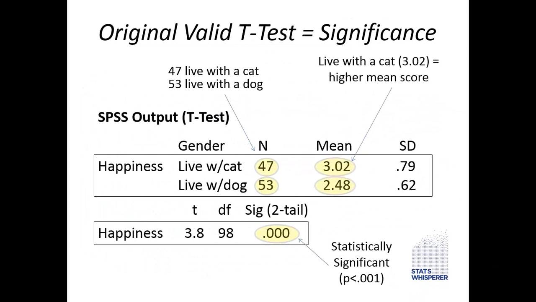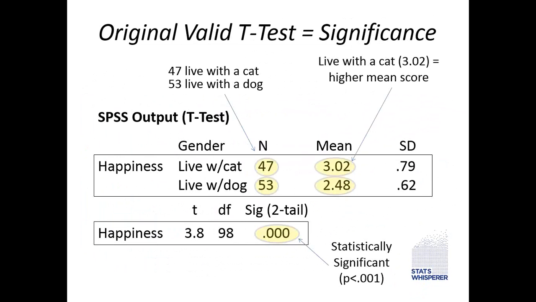Right. So for example, let's illustrate this. Suppose we did a t-test, an independent samples t-test to be exact. And we have two groups. We have 47 people that live with the cat and 53 people that live with the dog. And we're going to use this t-test to identify if there's a higher mean score of happiness for one group relative to the other. And you can see here that those that live with the cat have a higher mean score of 3.02 relative to those that live with the dog who have a mean happiness score of 2.48.